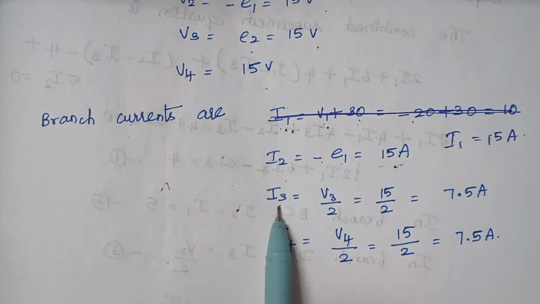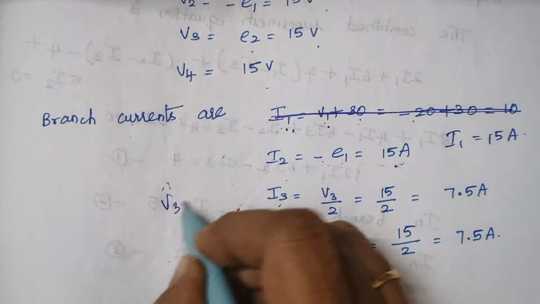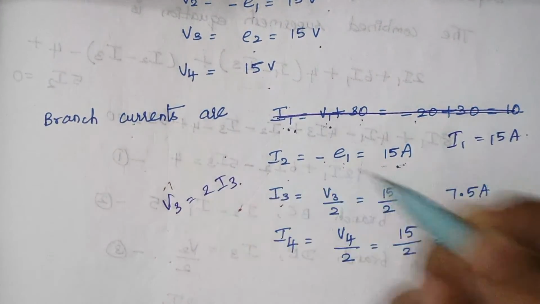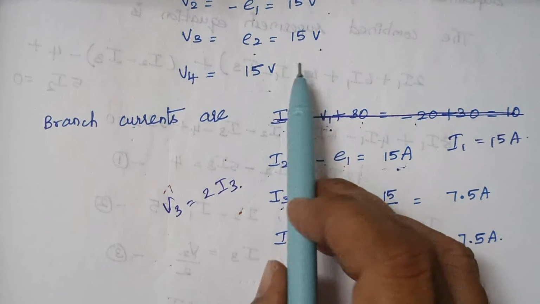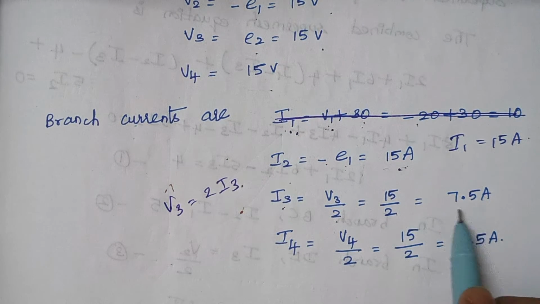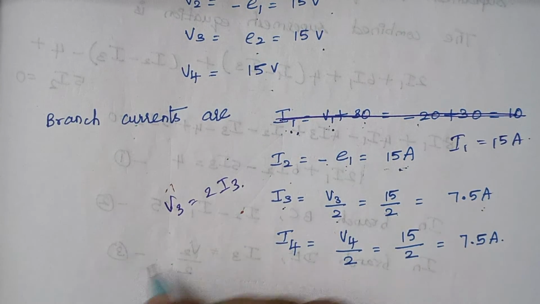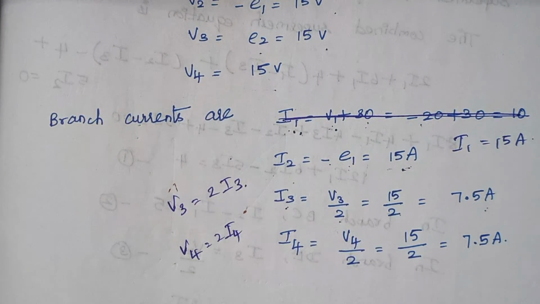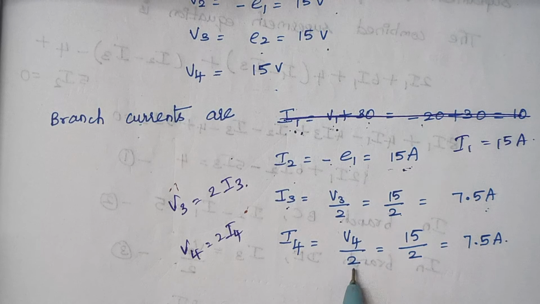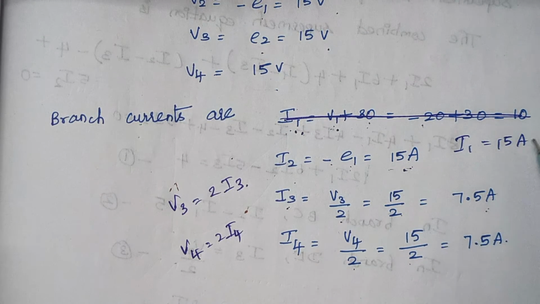Now I3 is given by, we already framed V3 is equal to 2I3. Therefore I3 is nothing but V3 by 2. The value of V3 here is 15 volt. So 15 by 2, which is 7.5 amps. And again finally V4. V4 is equal to 2 into I4. Therefore I4 is equal to V4 by 2. So here it is 15 by 2, which is equal to 7.5 amps. So the branch currents are 15 amps, finally 7.5 and 7.5.